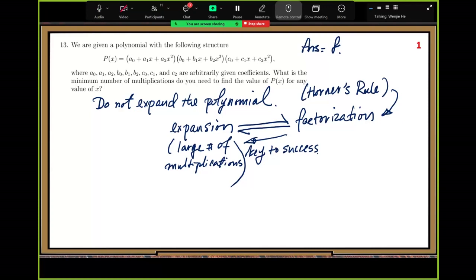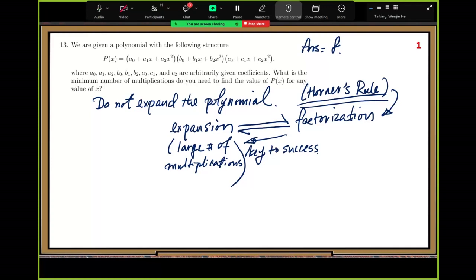Because usually, in order to reduce the number of multiplications, the first method we want to try is to factorize it. If you can do factorization, you want to do factorization as much as you can. That's our understanding of Horner's rule. Never go the opposite way, opposite to factorization, that's the expansion. As a result, if you apply the expansion, your number of multiplications is very large.